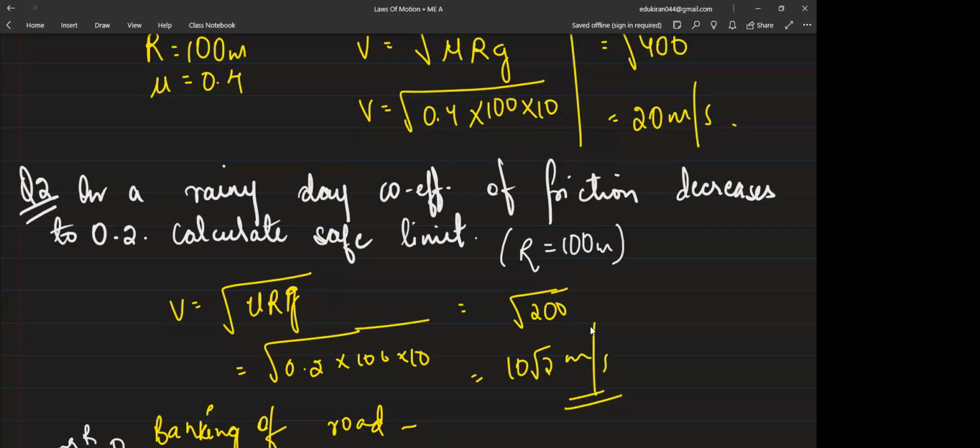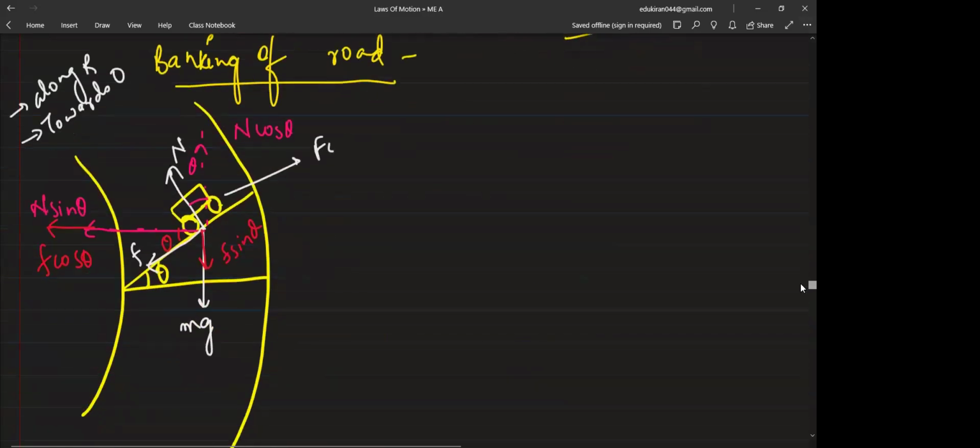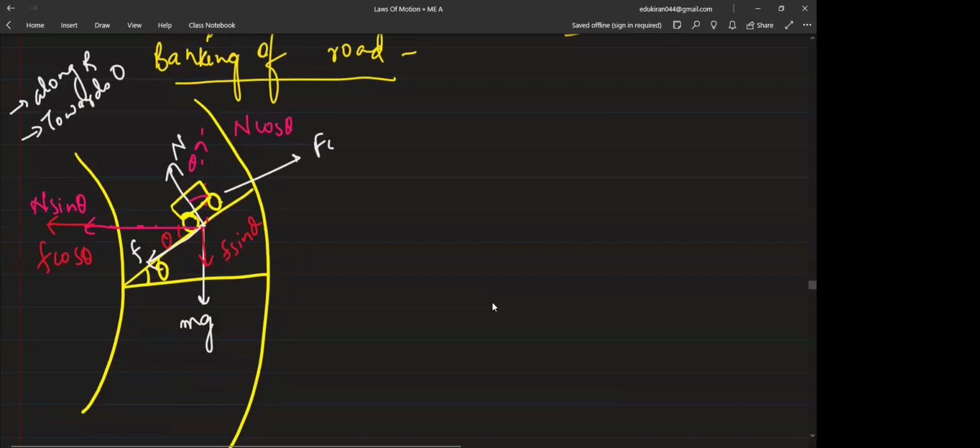Okay, good. It's fine. Now we have a next topic, which is banking of road. Let us understand what is the meaning of the term banking of road. Right now we have discussed the simple case where we have a circular track, vehicle is moving, and the forces acting on it are frictional force, centrifugal force, normal reaction, and gravitational force. Then we have a concept of banking of road.